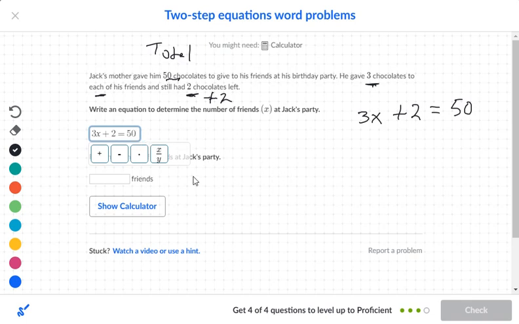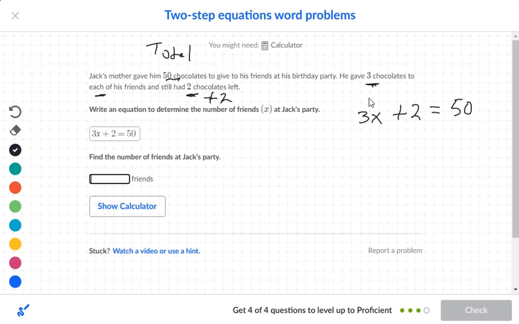So what we want to do next is solve this down because we want to figure out how many friends he's got, because once he gave out all the candy, each friend got 3 pieces of candy, and he still had 2 left over. So we want to use that rule again, our BCD rule.